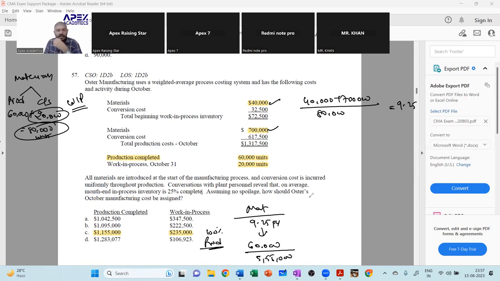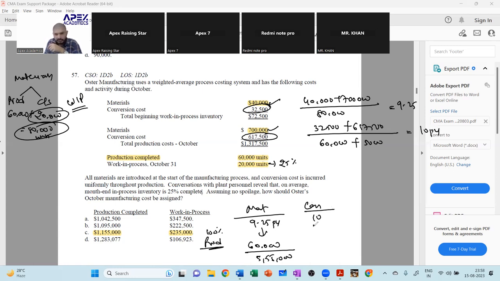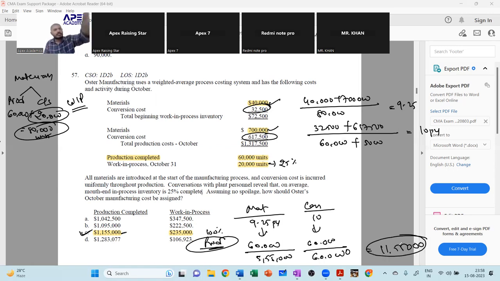Correct? Now let's talk about conversion cost. What is the total on conversion you have incurred? 32,500 and 6,17,500, for how many units? For 60,000 that were ready, and for these 20,000 that are 25% ready, which is nothing but 5,000. This comes to 10 per unit. So what about conversion? It is 10 per unit for 60,000 units. Why? Because from a production angle, they're completely ready. So this comes to 6 lakhs. 6 lakhs plus 5,55,000 is 11,55,000. First explanation is over. Understood? Yes or no? You tell me that.